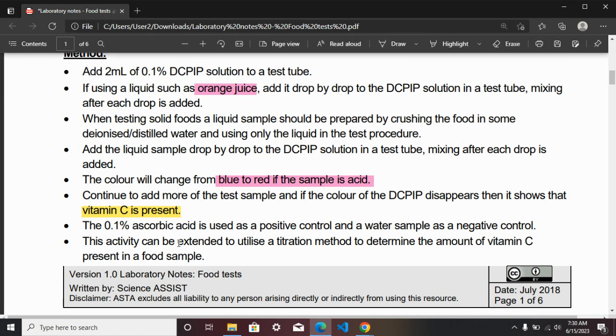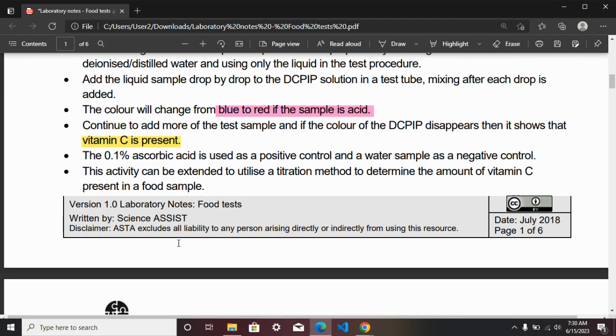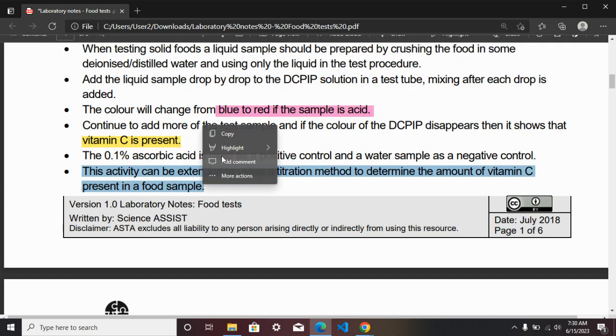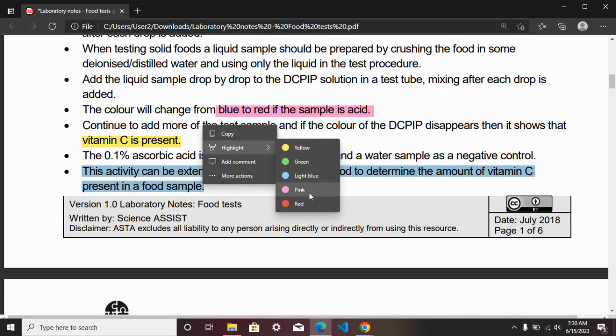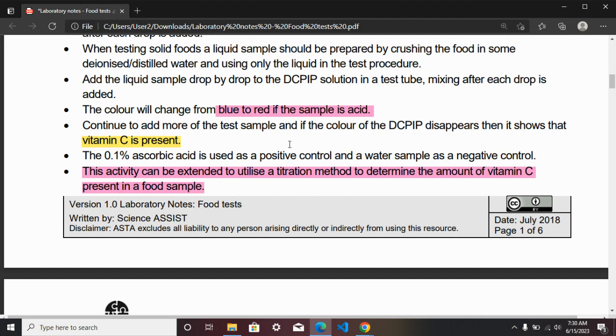This activity can be extended to utilize a titration method to determine the amount of vitamin C present in a food sample. You can continue using titration to determine the vitamin C which is present in that sample. Actually, this is very well known in chemistry. I think you've done a lot of work in titration, which is actually good.